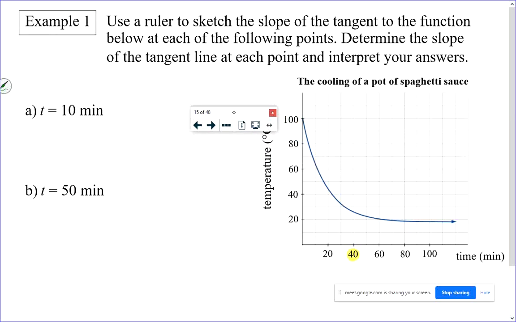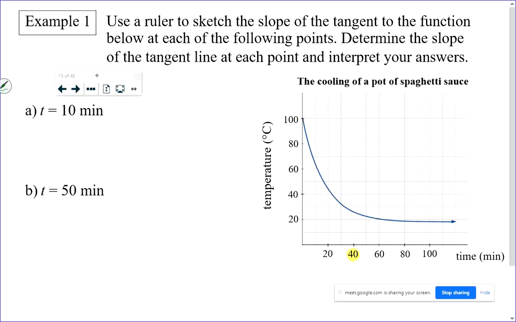So we're going to use a ruler, and we're going to get some practice in understanding what a tangent line looks like. You've got a graph that shows the cooling of a pot of spaghetti once the burner is turned off. You'll notice I highlighted a number there because I have a typo in my printed version of your handout. It goes 0, and then it has 20, 20. It should go 20, 40.